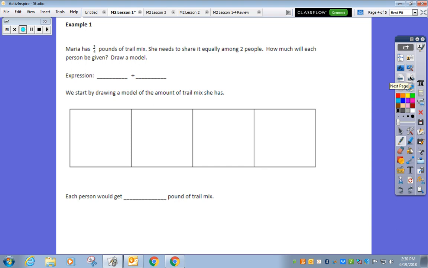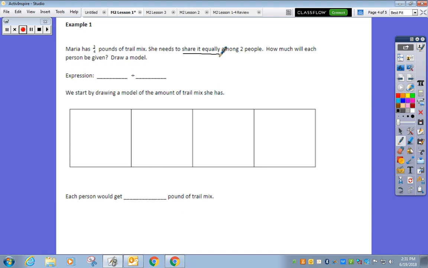Okay, so example 1 says Maria has 3/4 pounds of trail mix. She needs to share it equally among 2 people. How much will each person be given? Draw a model. The first thing we're looking at is an expression, and just to remind you, an expression is a math problem that does not have an equal sign and an answer with it.